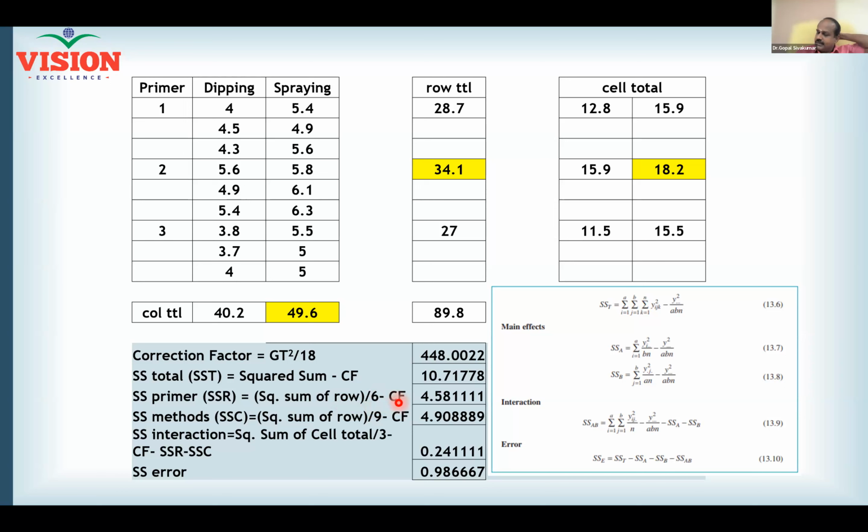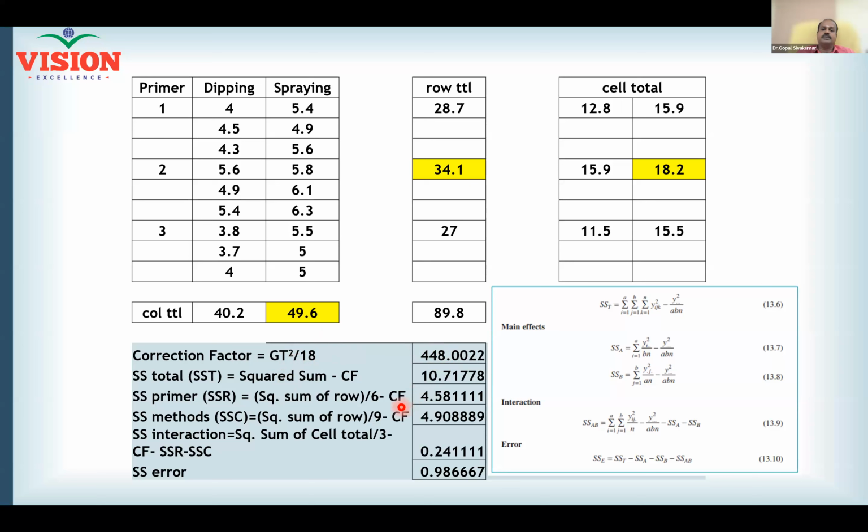Then you subtract a factor known as the correction factor. And how must the correction factor be calculated? GT means grand total. Can one of you tell me what the grand total is here? 89.8. Very good. You have done 18 experiments. All 18 values you have to add. That is known as grand total. You need to square that total and divide by the number of experiments, which is 18. Now the resulting value is the correction factor.